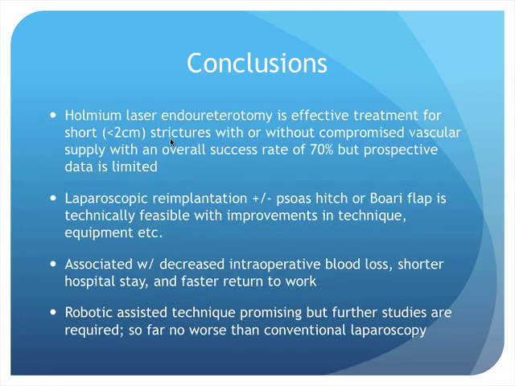Holmium laser endoureterotomy is also effective for short strictures less than 2 centimeters with or without compromised vascular supply, with an overall success rate of around 70%. But again, the prospective data on this is quite limited, and there's only a small amount of studies with a limited number of patients. Laparoscopic reimplantation is technically feasible, and improvements in technique and equipment have made this an easier procedure.